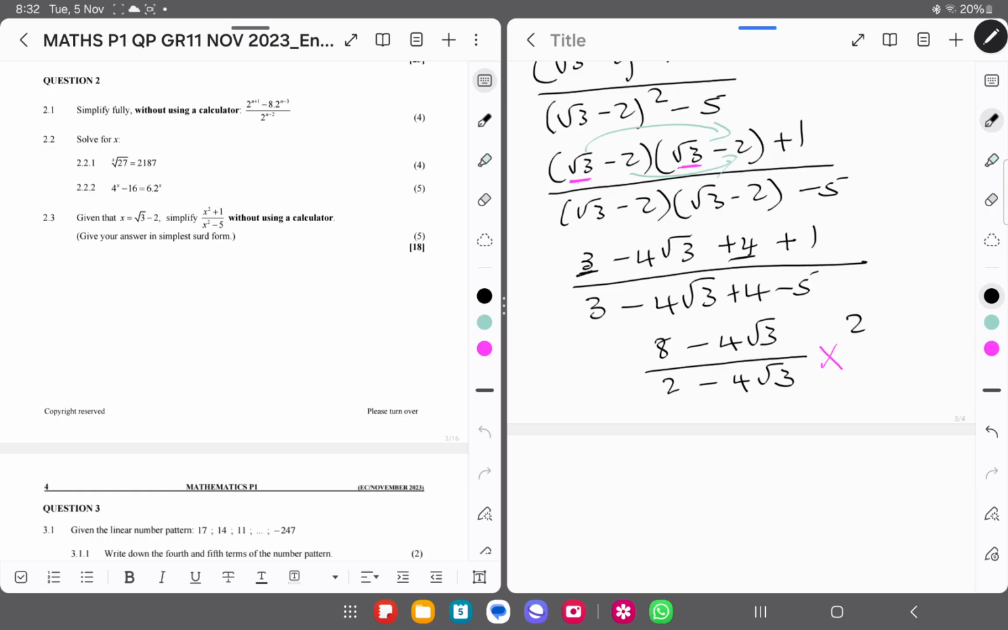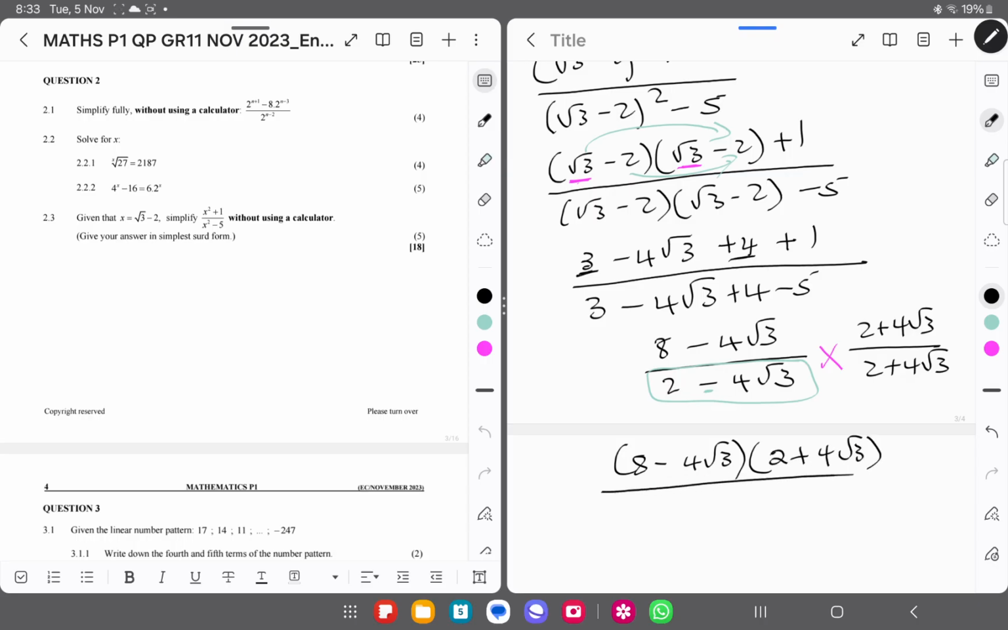So I'll multiply by 8 plus 4 the root of 3. Not that one, sorry. Remember we multiply with the one that is my denominator, but I change the sign of it. So I'll multiply by 2 plus 4 the root of 3 over 2 plus 4 the root of 3. So this is 8 minus 4 the root of 3, 2 plus 4 the root of 3 over 2 minus 4 the root of 3, 2 plus 4 the root of 3.